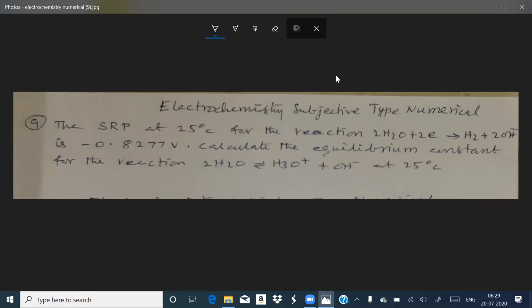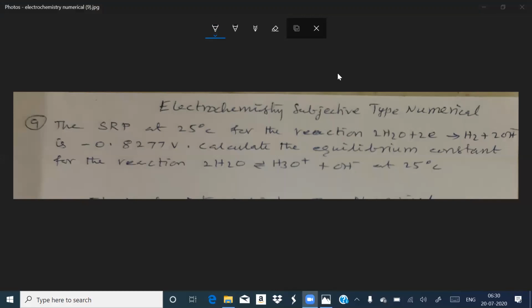Equilibrium constant we have to find. Equilibrium constant for which reaction? Water gives H3O plus and OH minus. For this we have to find the equilibrium constant. What is the given half reaction? 2H2O plus 2 electrons gives H2 plus 2 OH minus, for which SRP is minus 0.8277 volt. Now how to do this sum, that we will see.